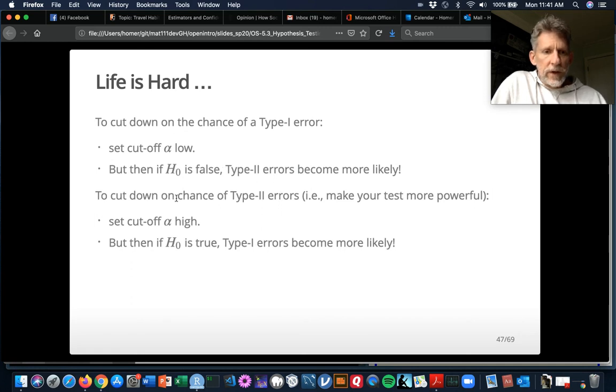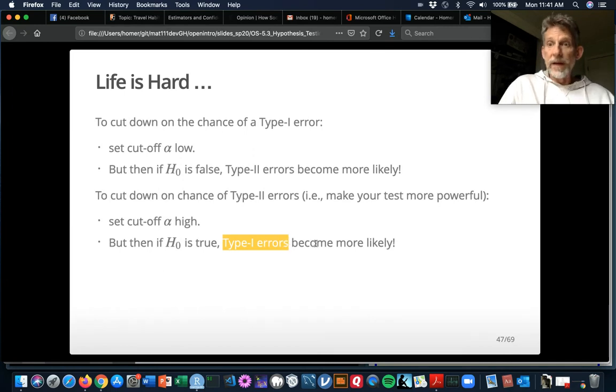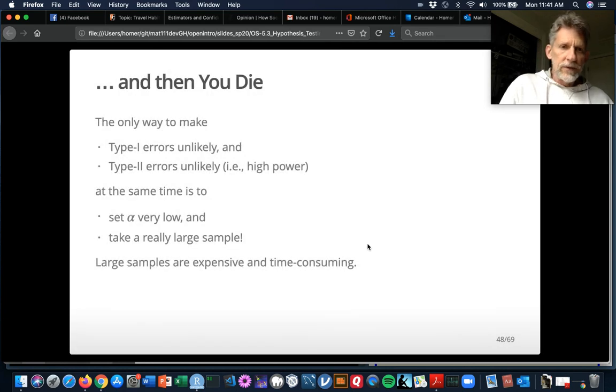And on the other hand, if you want to cut down on the chance of type 2 errors, if you want to make your test more powerful, you could set the cutoff value alpha really high. And then when you get a p-value less than that big alpha, you get to reject. But that means that when the null is true, you're going to make those type 1 errors become more likely because you've made it easier to reject. So life is hard, and then you die. There's just no way out of it.